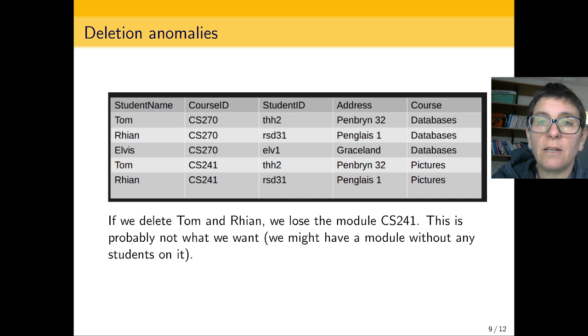And finally, there's deletion anomalies, and this is like a partner to the other ones, right? So if we delete Tom and Shian, they're the only people on this module, we could lose the information about the module. This is probably not what we want. Ideally what we want is for information that depends on other information to be kept separate, in separate relations.